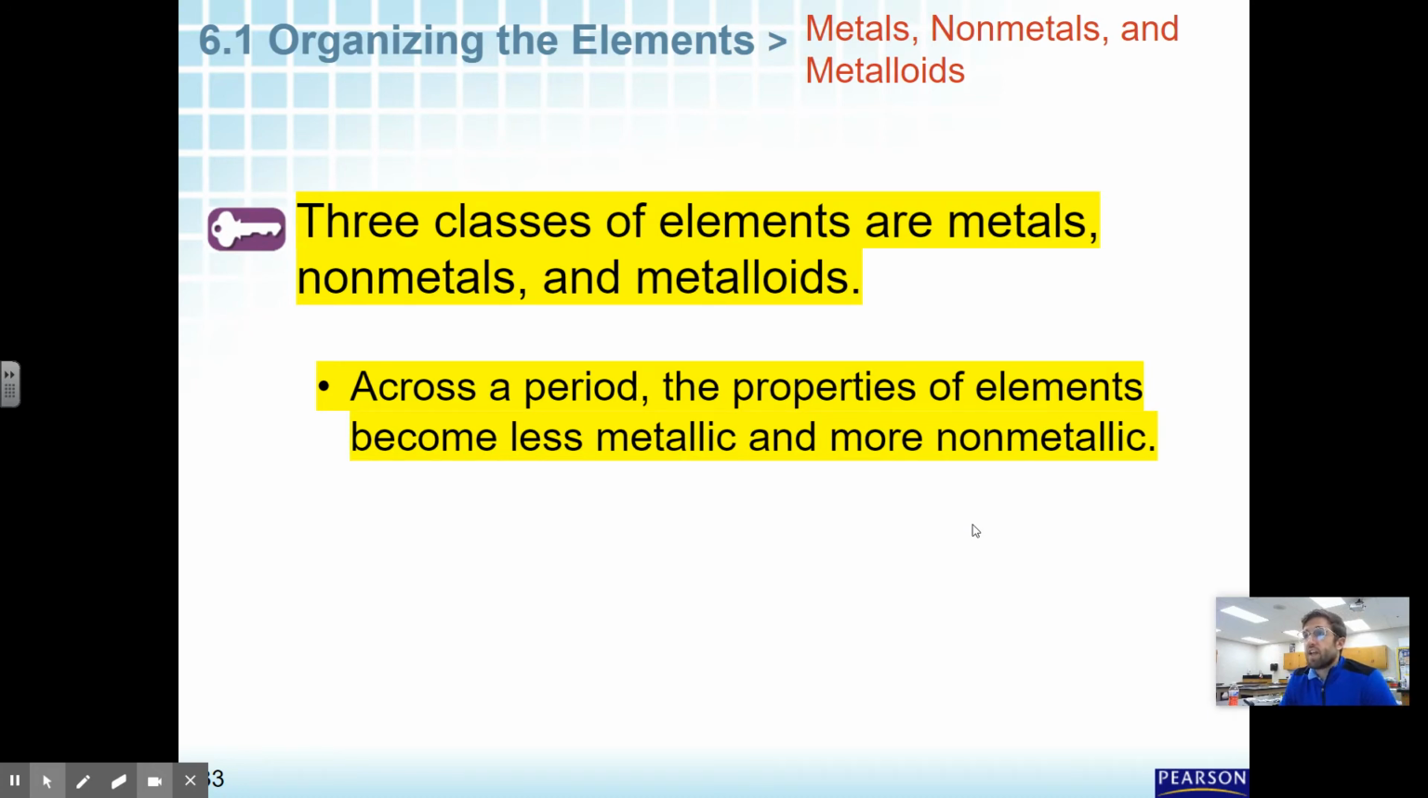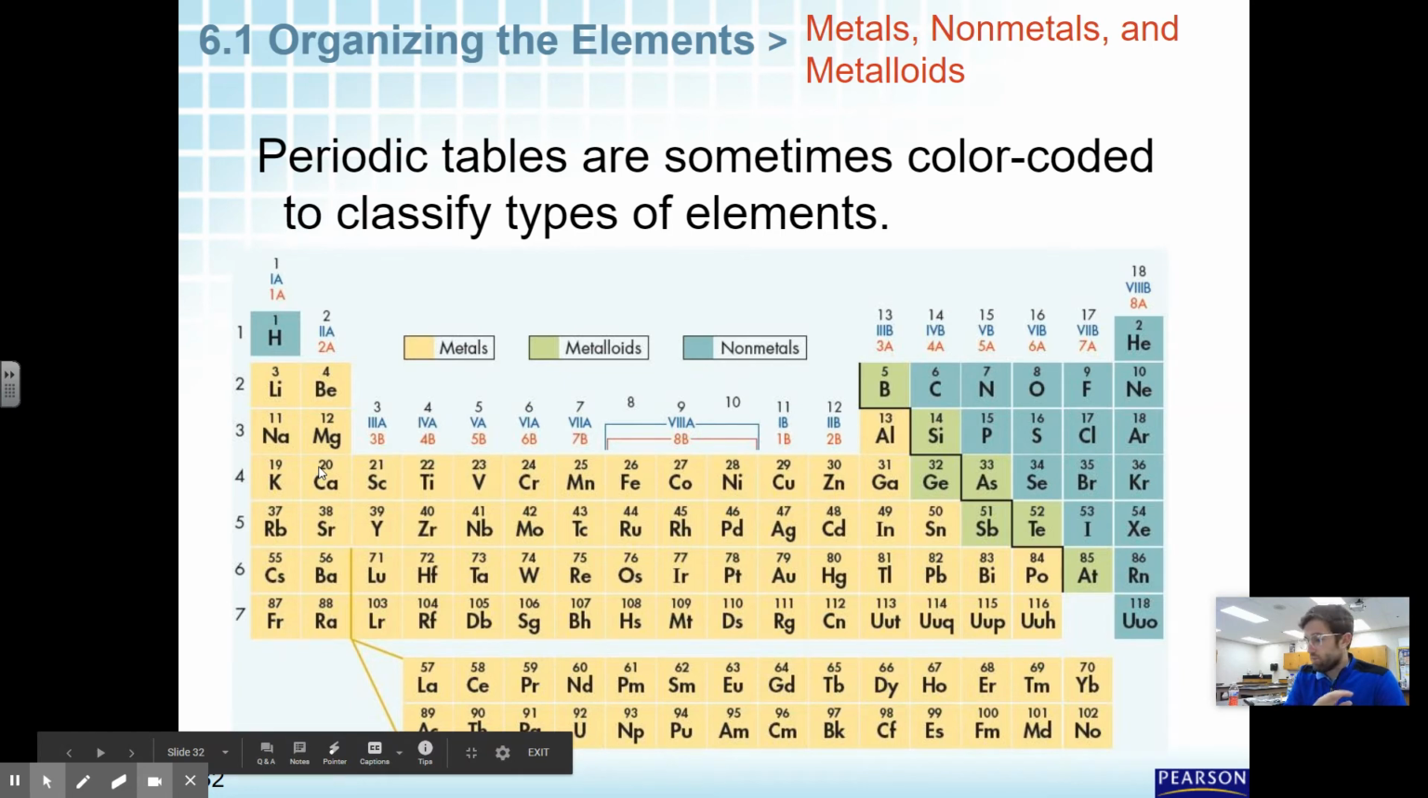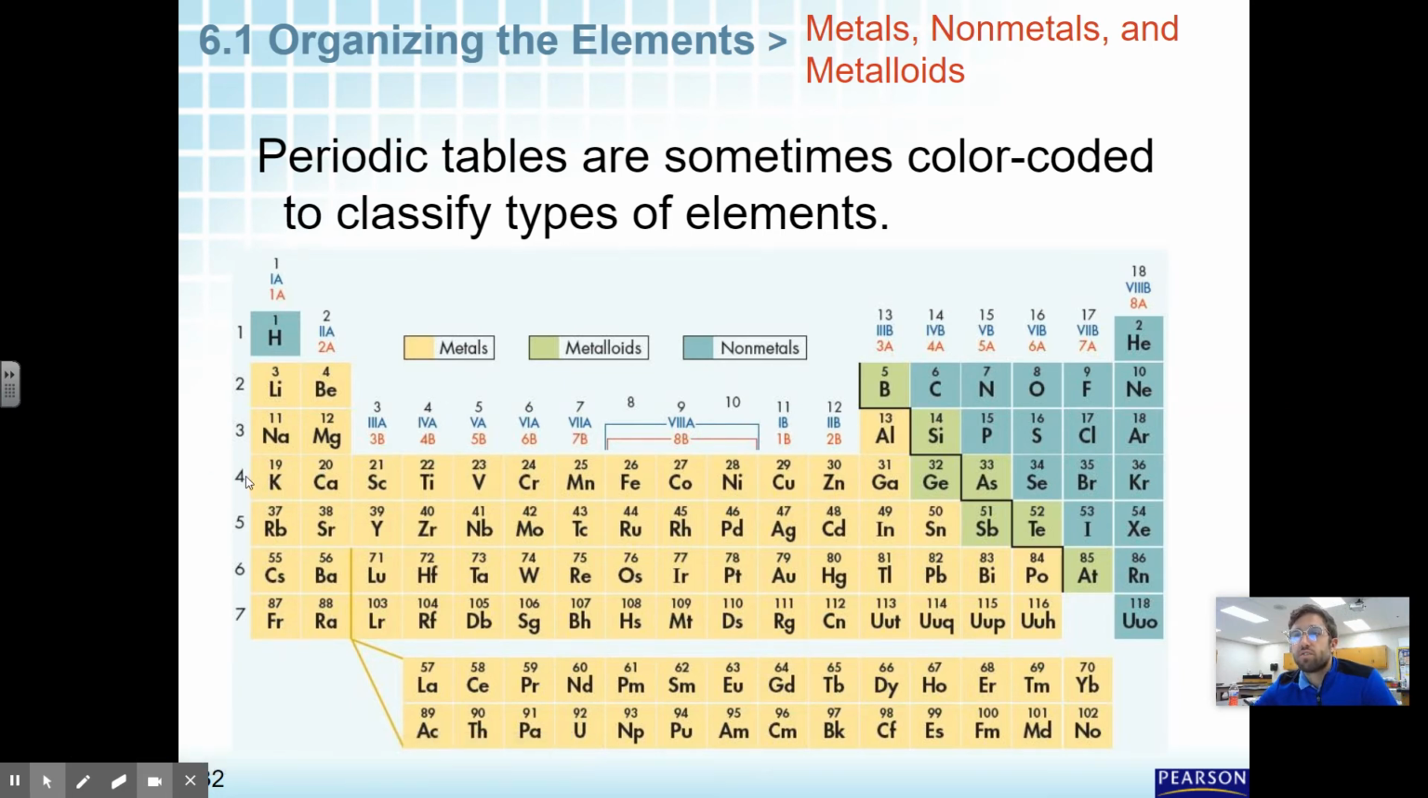So the 3 classifications of elements are metals, nonmetals, and metalloids. I'm sure you've heard this before. But as you go across the period, the properties of elements become less metallic and more non-metallic. What that means is, as you go across, like you would read a book, left to right, we'll start here with potassium. As you go left to right, these elements become more non-metallic, meaning they go from metallic to less metallic, and that's how they become non-metals over there.